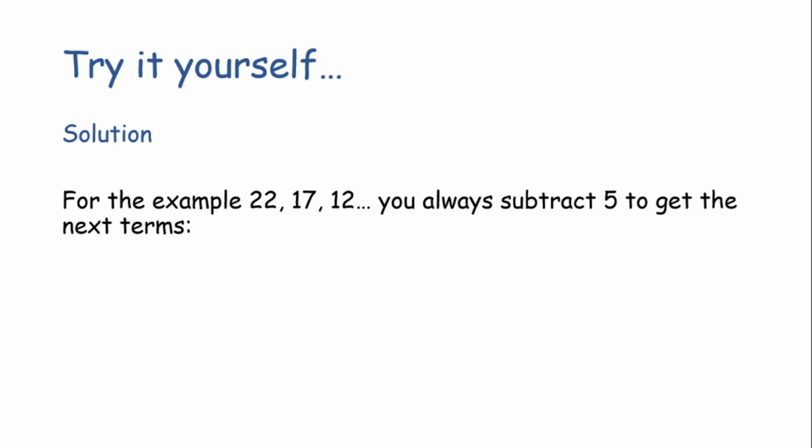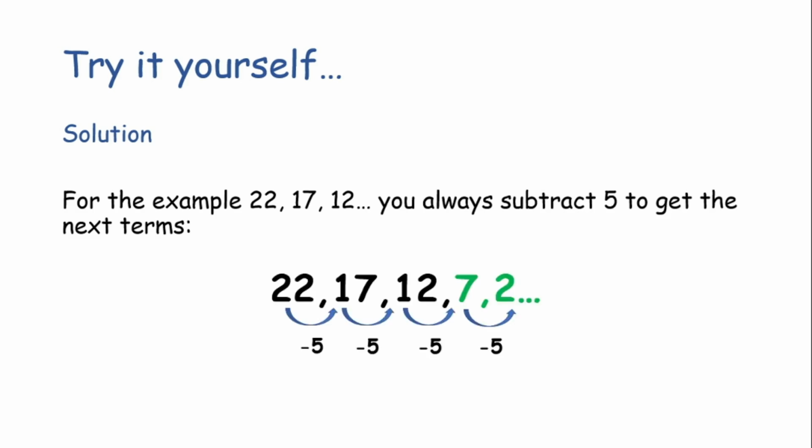The last example was slightly different. Here, instead of the numbers increasing, they were seen to decrease. In this example, subtracting 22 from 17 gives us minus 5, and subtracting 17 from 12 gives us minus 5. This means that the terms in this sequence are decreasing by 5. So, our two terms are calculated to be 7 and 2 respectively.